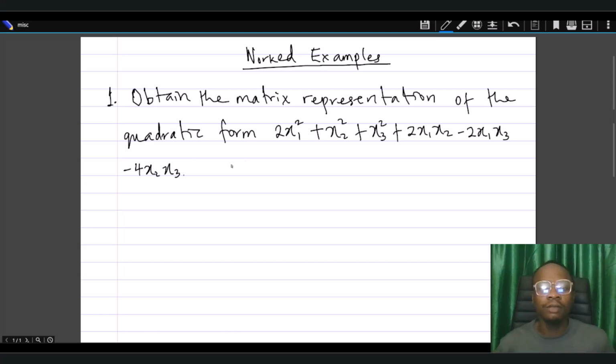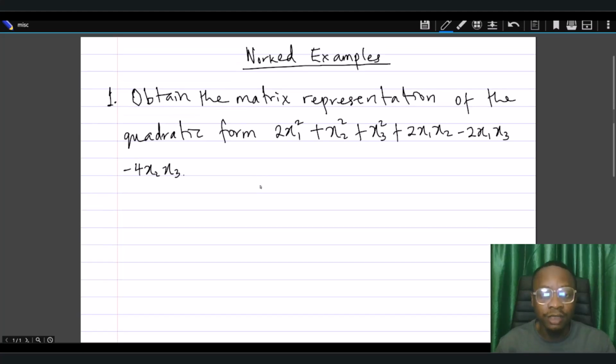Welcome back. We now consider some examples on the concept of this chapter, that is, on matrix representation of quadratic forms and how to get canonical forms from quadratic forms. Okay, so let's see how this works. The first problem says: obtain the matrix representation of the quadratic form 2x1 squared plus x2 squared plus x3 squared plus 2x1x2 minus 2x1x3 minus 4x2x3.